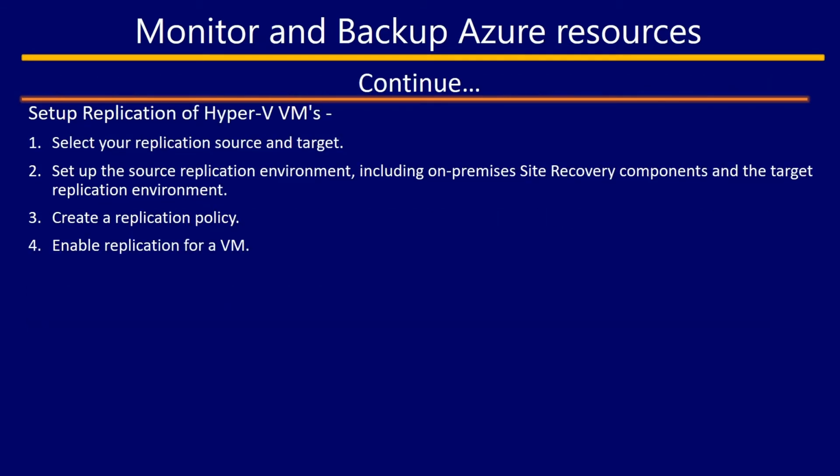Then set up replication of Hyper-V VMs. First step is select your replication source and target. Next is set up the source replication environment including on-premises site recovery components and the target replication environment. Third one is create a replication policy. Fourth one is enable replication for a VM.